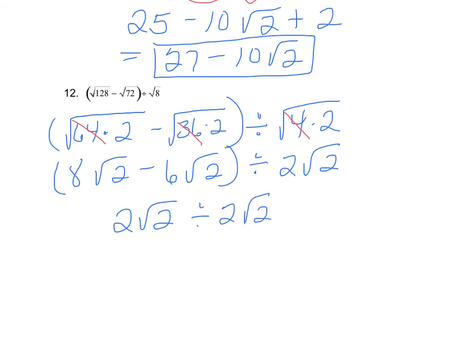When you divide the same thing by itself, it's always going to be 1. If it's hard to see, maybe you might want to write it this way to take a look at it. And 2 divided by 2 is 1, and radical 2 divided by radical 2 is 1, and 1 times 1 is also 1. No matter how you look at it, it's 1. So let's move on.